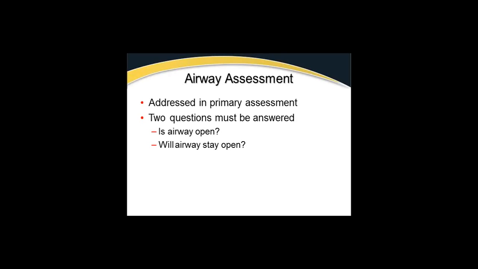The two questions that you have to answer are, number one, is the airway open? If it's not, we have to address that before we go any further. Like I think I've mentioned early in this chapter, if we don't have this, the rest of it doesn't matter. If you can't even get air in, everything else is trivial. Once we have addressed if the airway is open, or we have opened that airway and have attempted to keep it open for them, we have to ask the question, will it stay open?